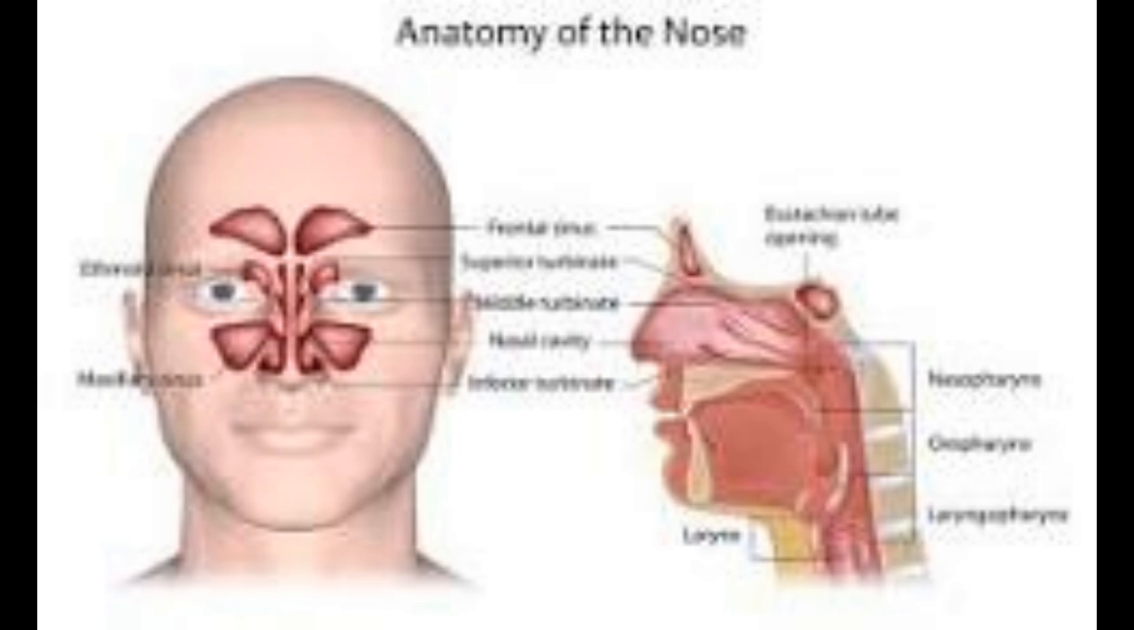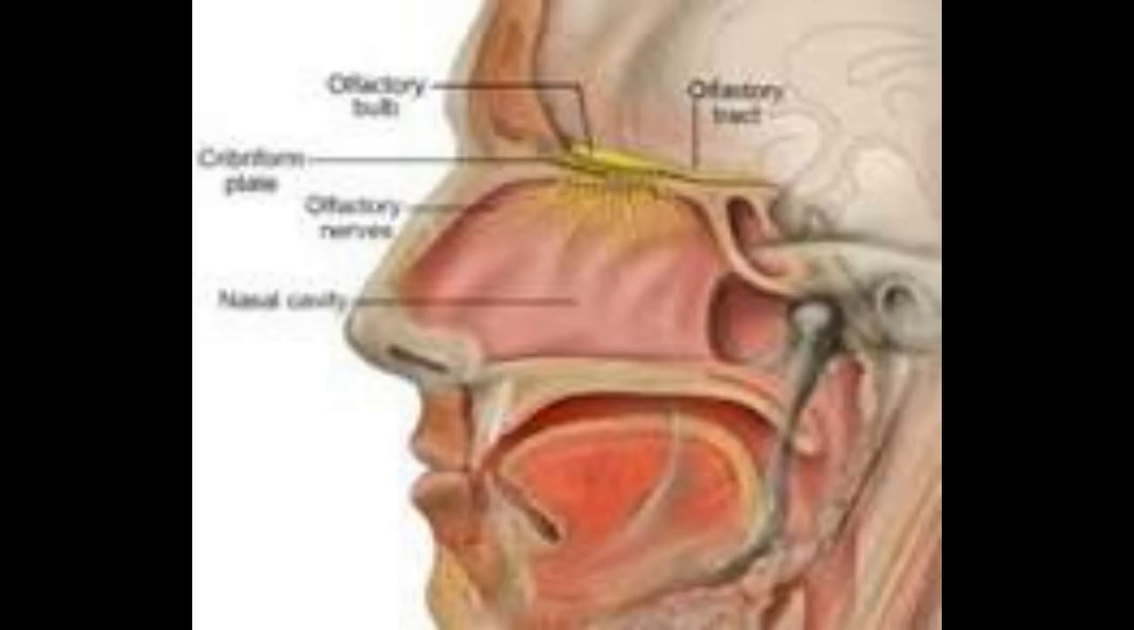Functions of the internal nose. The nose's role in the respiratory system. The nose plays a crucial role in the respiratory system, serving as the primary entrance for air into the lungs. Here are its key functions. 1. Air intake. The nose takes in air through the nostrils, which is then filtered, warmed, and humidified before entering the lungs.